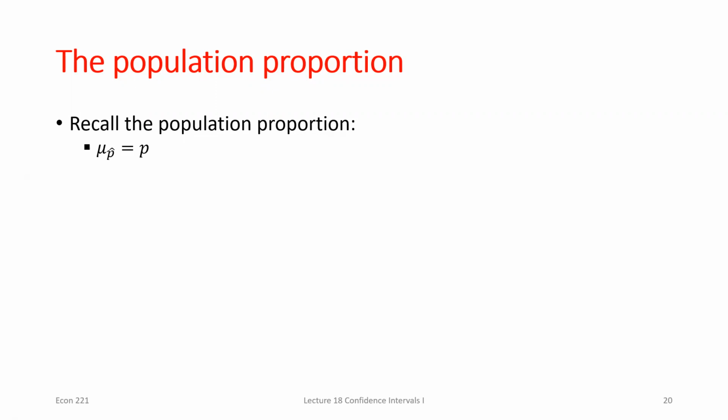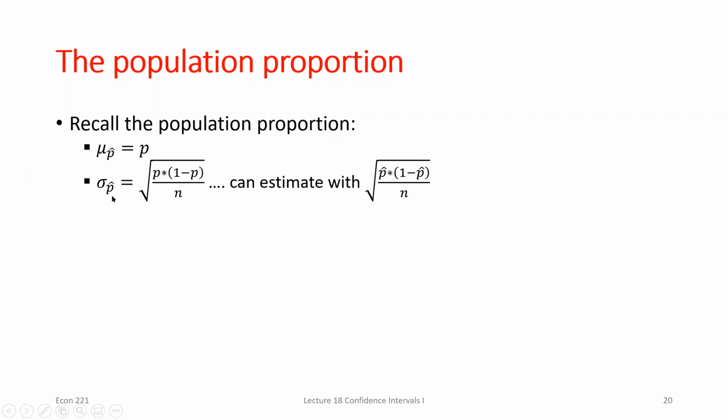We also had an equation for the standard deviation of our sample proportions. It looks something like this. Right? And so the problem was that the standard deviation of our sample proportion required us to know what the population proportion was in order to know that standard deviation. But if we're building confidence intervals for a true population proportion, all we have is our sample proportion, right?